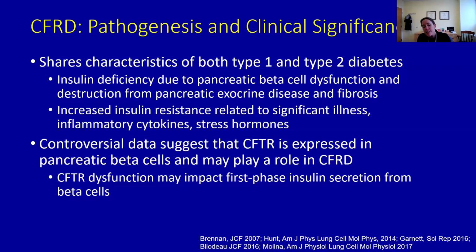In this condition, there's also increased insulin resistance. This is typically due to significant underlying illness, inflammatory cytokines, and stress hormones, and is worsened when patients are sick with a CF exacerbation or when they're needing to take steroids. There's also very controversial data that CFTR itself may be expressed in beta cells and playing a role in the insulin dysregulation that occurs.